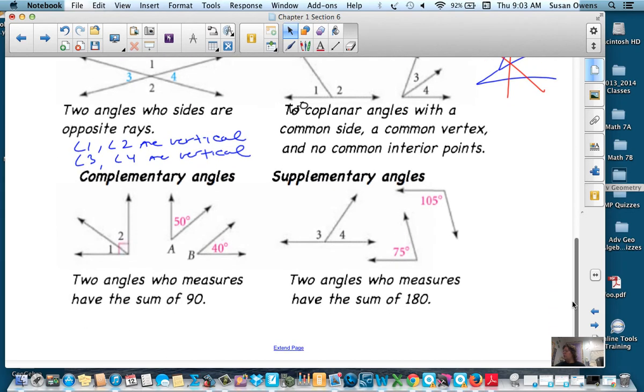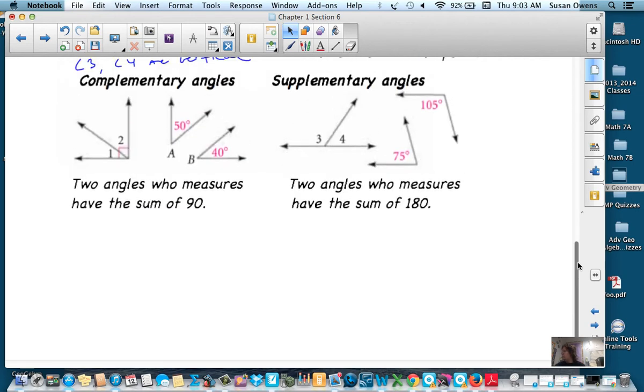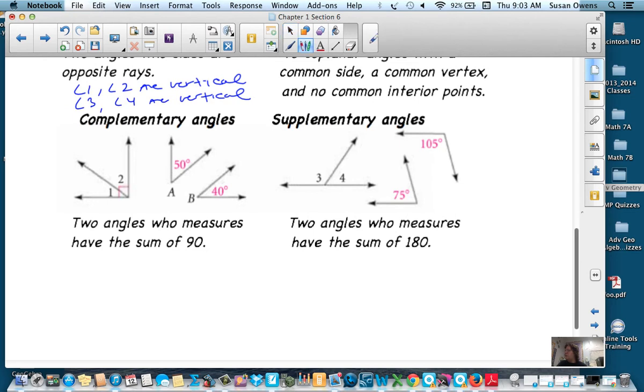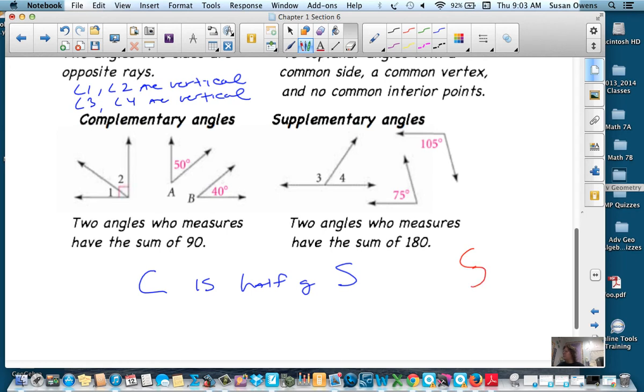Complementary angles are angles whose sum is 90. The measure of their angles is 90. And supplementary angles are two angles whose measures are 180. Nice, cool way to remember this. I kind of like this. Someone shared it with me a few years ago. If you take a look at C, C is half of an S. So if you take two C's and put them together, you get an S. So complementary is half of supplementary. Nice way to remember it.